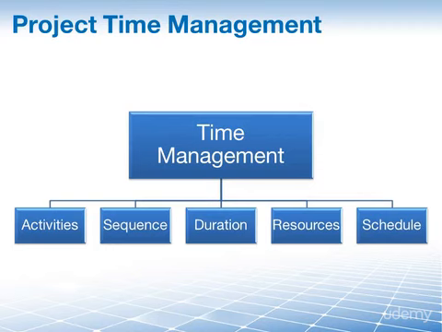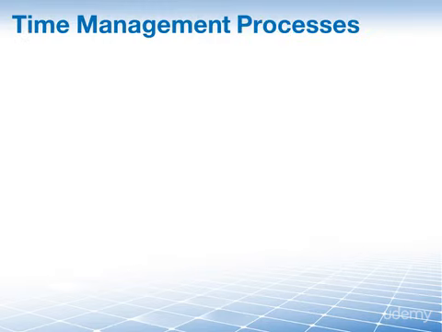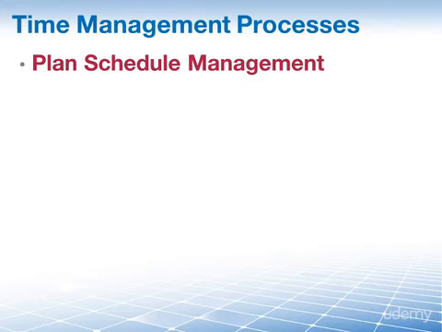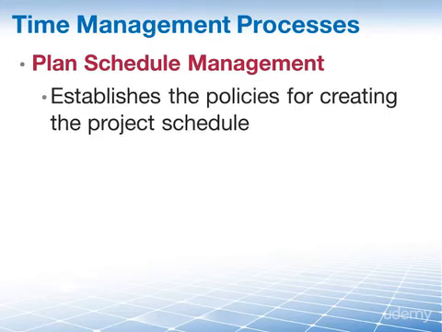Let's take a look at the processes that we have within the time management knowledge area. Project time management has 7 individual processes that you will use to manage the timely execution of your project. And, as in many other knowledge areas, the first process is a planning process. Plan schedule management. That's the process of establishing the policies, procedures, and documentation for planning, developing, managing, executing, and controlling the project schedule.